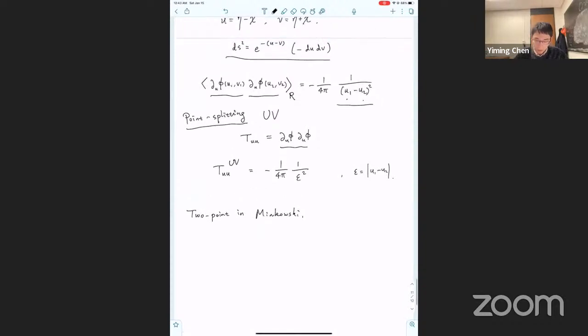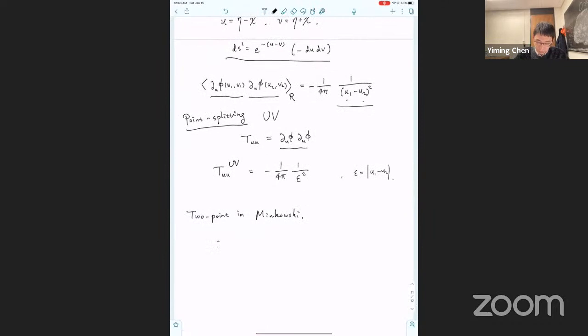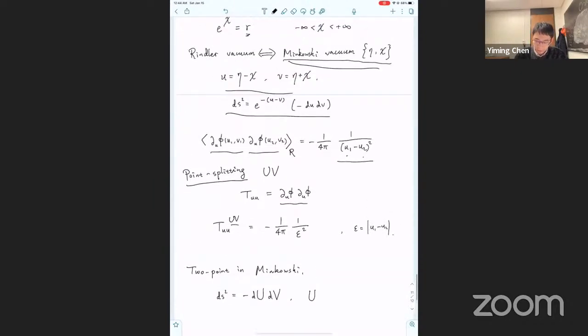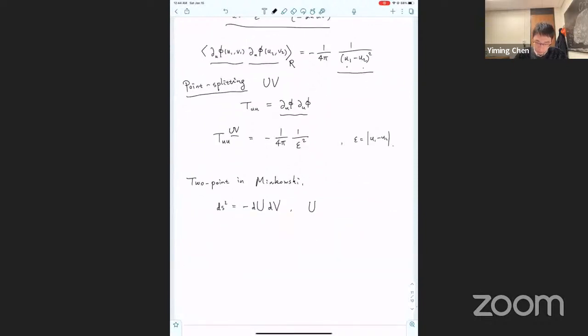That's again very simple. It's useful to introduce also the null coordinates du dv. Hopefully it will not cause confusion because there's also uv here. But the Minkowski null coordinates U and V are related to the null coordinates here by the following formulas. U is equal to minus e to the minus u, and V is equal to e to the v.